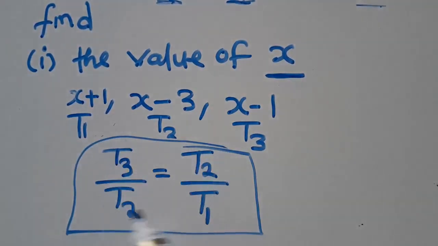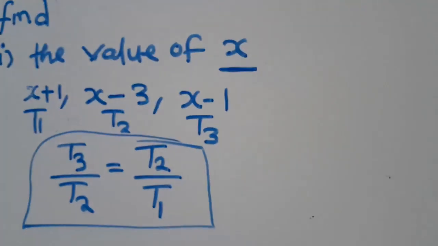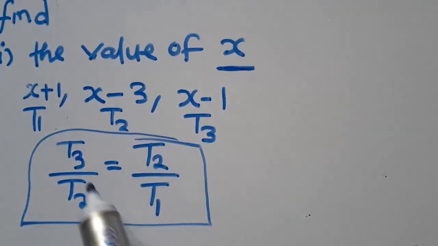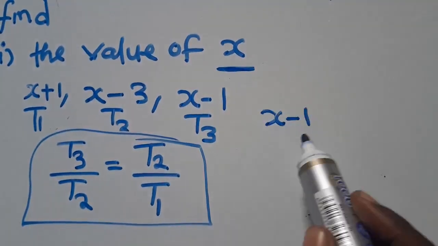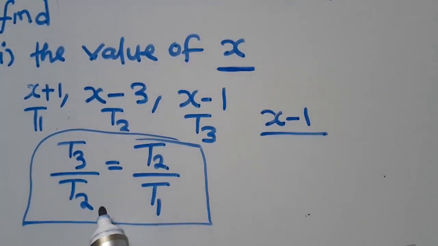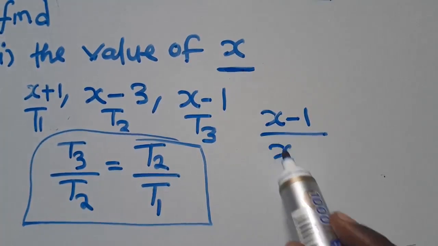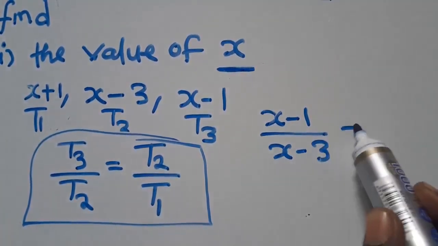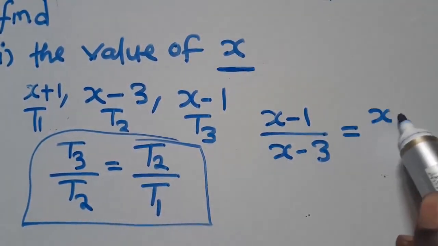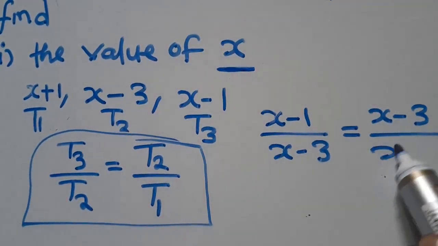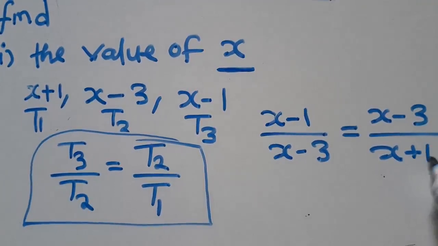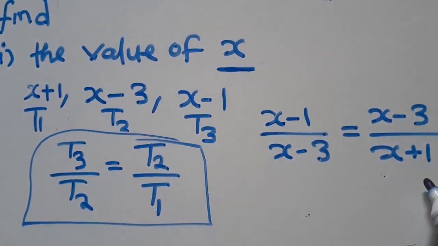After writing this formula, you just need to start substituting. So what is your T3? T3 is this one, x minus 1, over, what is your T2? T2 is x minus 3, which is equal to T2, x minus 3, over T1, which is x plus 1. This is what you are given.